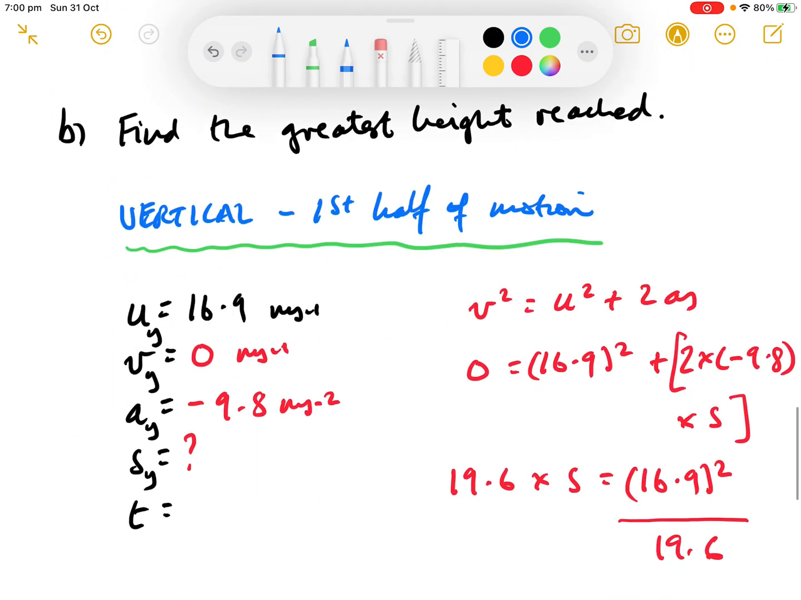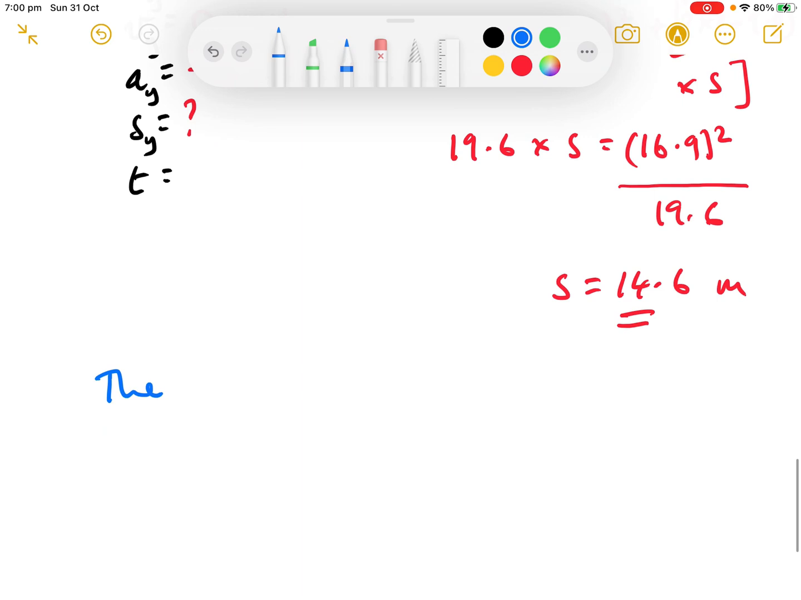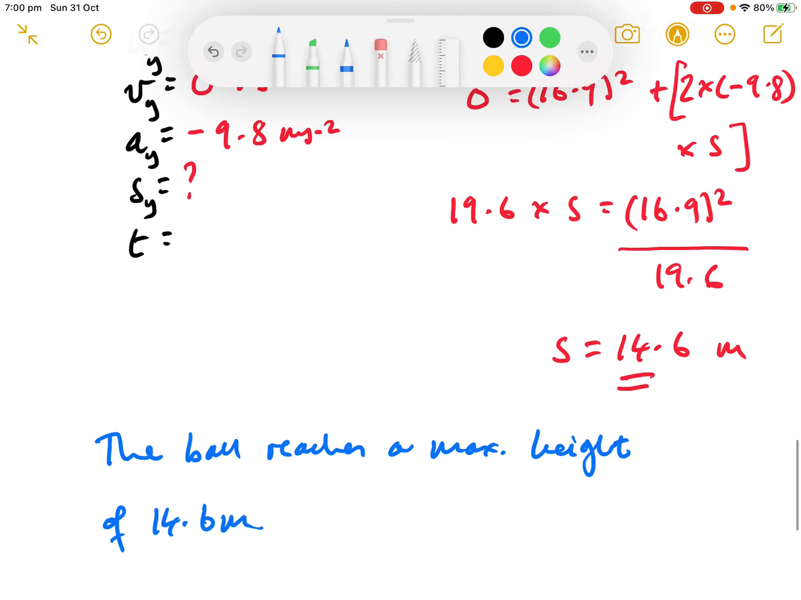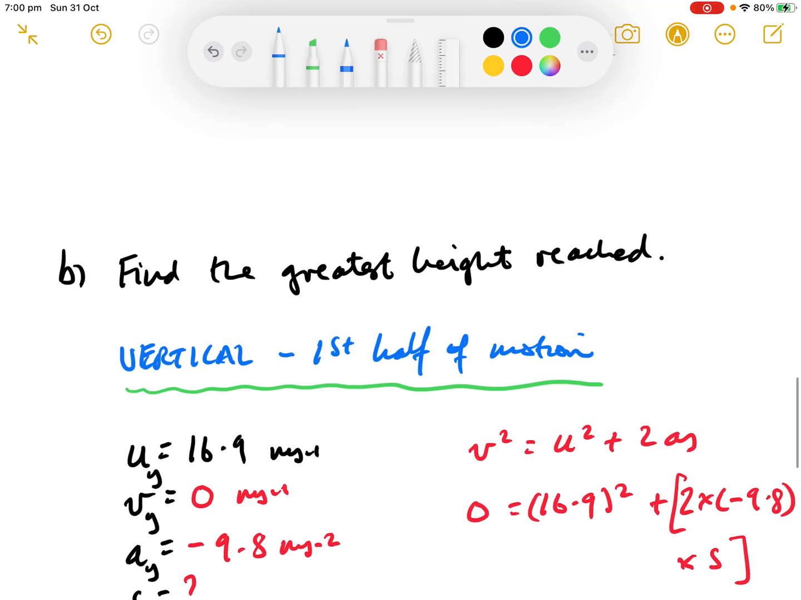The golf ball, I think we said it was a golf ball, didn't we? So the ball reaches a maximum height of 14.6 meters. So just make it absolutely clear that you realise that is the greatest height reached. Okay, so there we are.